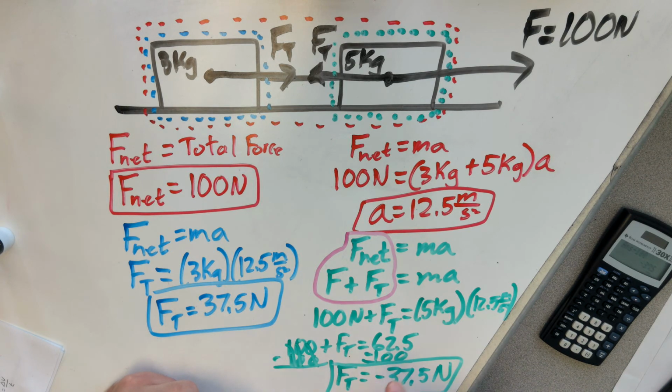We got a negative sign here. This is going to the left. The sign here just means the direction. It doesn't mean we got opposite answers or that physics is broken. So that's an example of how you solve a two-block tension problem.